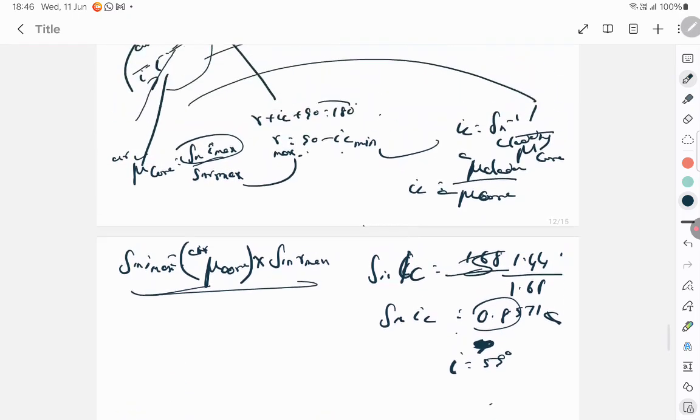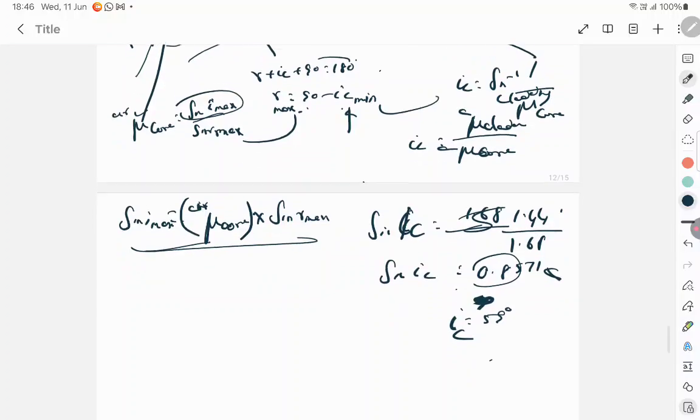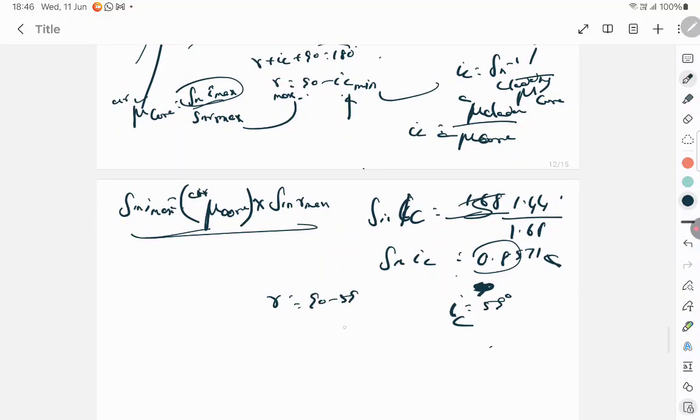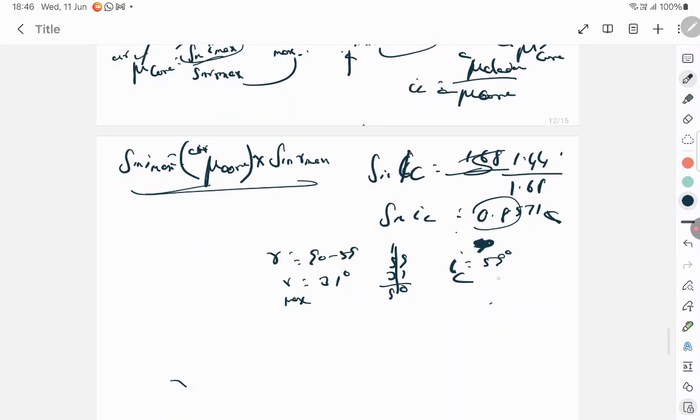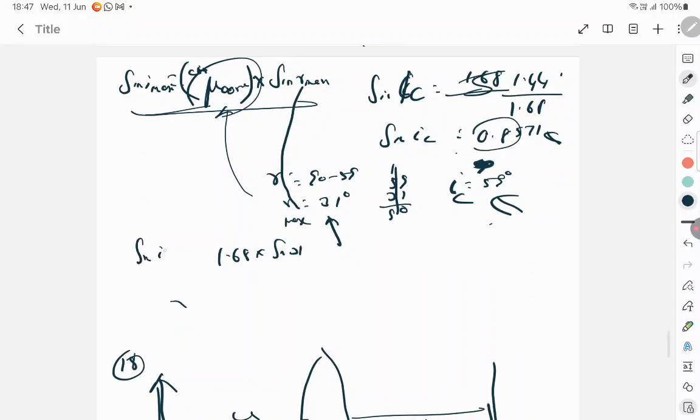So I got I, and I can substitute it here, which is my critical angle. So R will be 90 minus 59. 90 minus 59 will be, can I say 31? 59 plus 31 is 90. So you get R, and you know this is the R maximum, 31. This has to be greater than 59, and this has to be lesser than 31. So then that's substituted here. You already know R maximum, which is 31, sin 31 degrees, multiplied with mu of core, which is given as 1.68, into sin 31, and you get your sin I maximum.